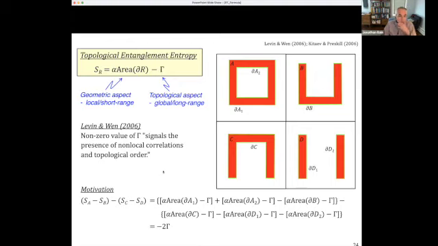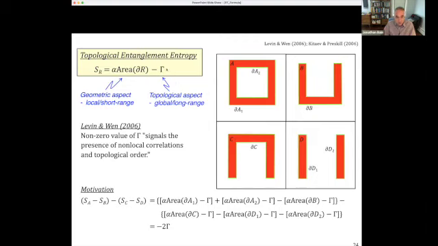So the intuition here, Levin and Wen's intuition, is that any non-zero difference in this quantity can only arise from a topological contribution to entanglement entropy. A contribution perhaps from an operator that can have support on A but cannot have support on C, for instance. If such an operator contributes to the entanglement entropy of S sub A, it would not contribute to the entanglement entropy S sub C.